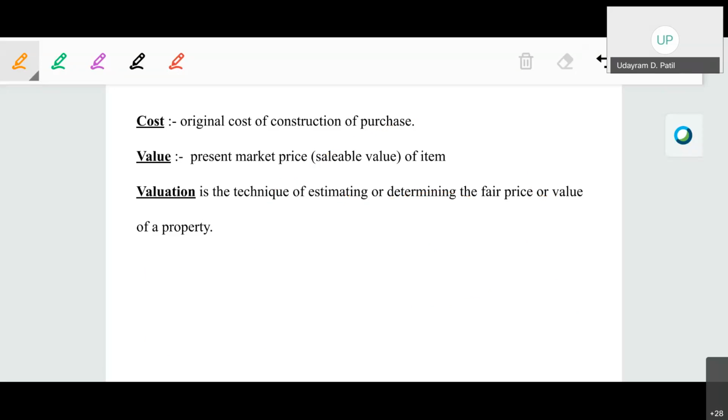Okay, now the most important factor in the valuation is that whatever market value I'm going to assess, that should be the fair price or the fair value depending upon the current market trend. I'm not going to overestimate my particular building, or underestimate it. I'm not going to overvalue or undervalue that building. Whatever the fair price or the fair value of the property is, I'm going to use that value.